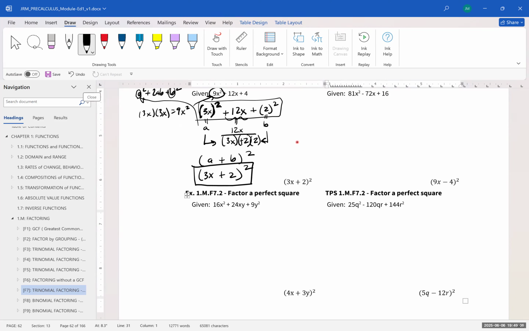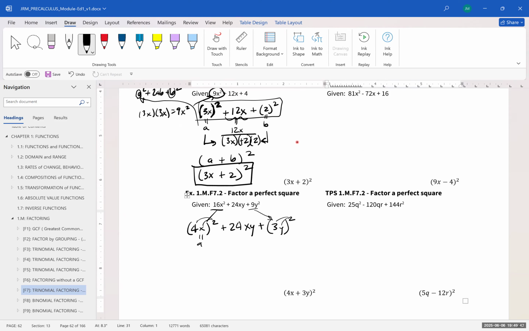So down here, we can write 16x squared as 4x squared, right? Because 4 squared is 16, and x squared is just x squared. Then we have plus 24xy. And now this last term, we can write it as 3y squared, right? 3 squared is 9, and then we've got y squared. That gets us back to that one.